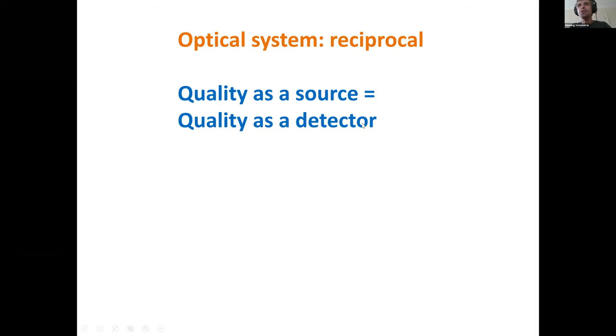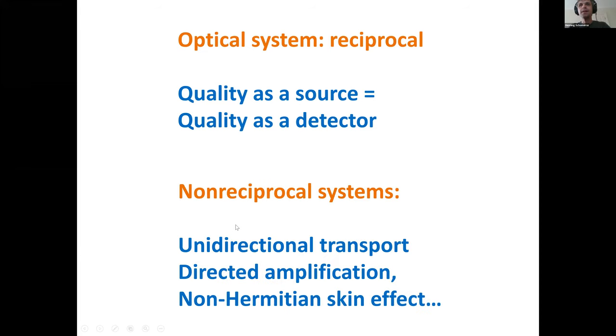So the quality of a source on a very fundamental level is still the same as the quality of a detector. So if you look at the quantum noise, these two things would be indistinguishable. And what is more exciting are systems like in this little video, where you have directed amplification and this so-called non-Hermitian skin effect, where bulk states pile up on one side, just like in this directed amplification, and you have unidirectional transport.